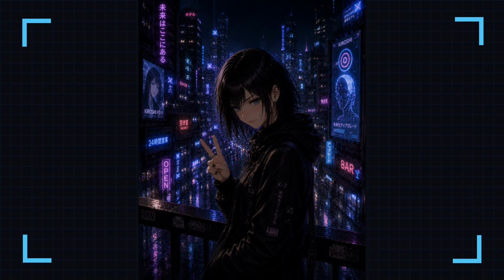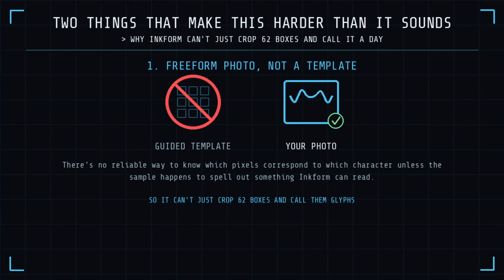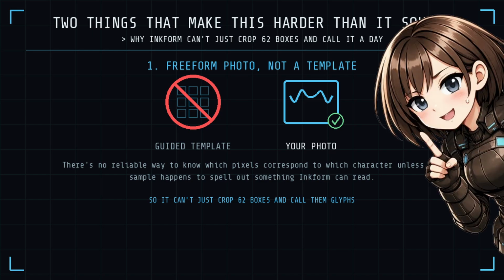So there's two things that make this a little harder than it sounds. First, it's a freeform photo that we're accepting and extracting data from, not any sort of guided template. There's no reliable way to know which pixels correspond to which character unless the handwriting sample happens to spell out something that Inkform can read. So the system can't just crop 62 boxes and call them glyphs.